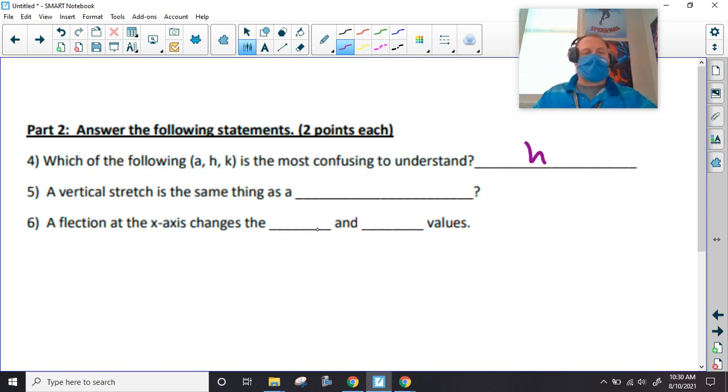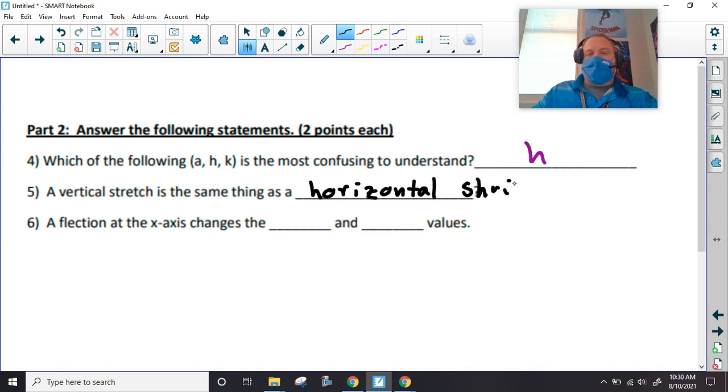All right. A vertical stretch is the same thing as, okay, a horizontal shrink. Okay, because remember, when you stretch it out, it squeezes in a little bit. You could also say horizontal compress. A vertical stretch is the same as a horizontal shrink. A vertical compression is the same as a horizontal stretch.